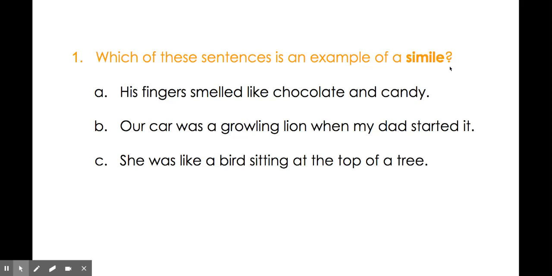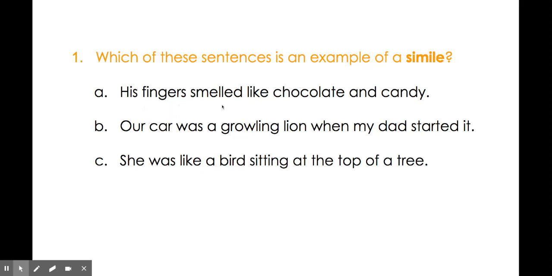I'm going to read all of the answer choices, then I'm going to talk about them. A, his fingers smelled like chocolate and candy. B, our car was a growling lion when my dad started it. C, she was like a bird sitting at the top of a tree. Okay? Now I see two sentences that use the word like. Let's see which sentence is actually comparing two things.